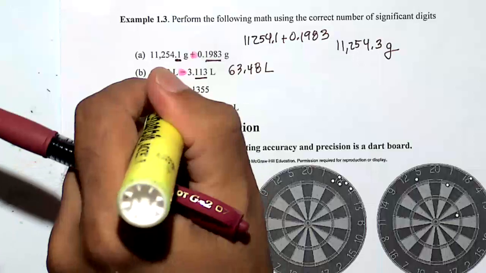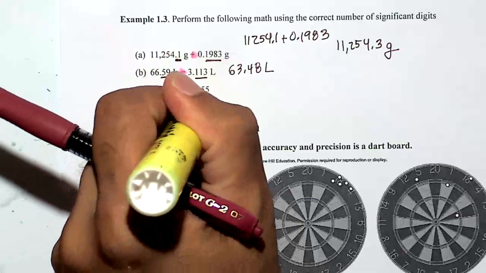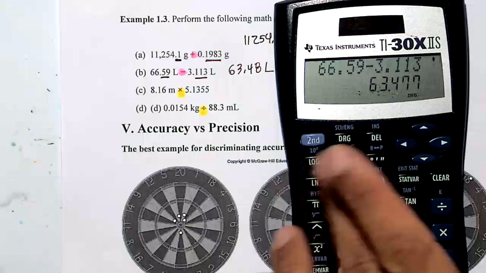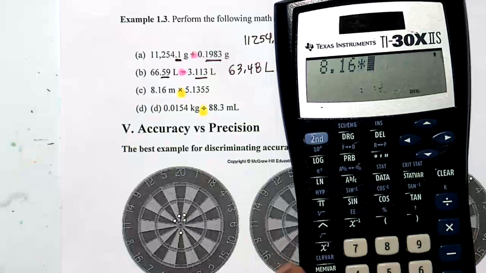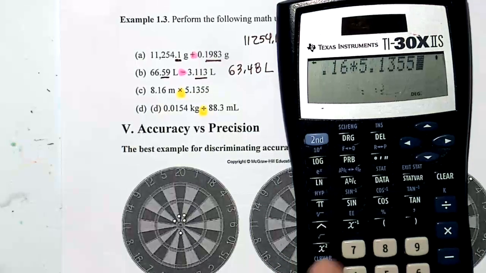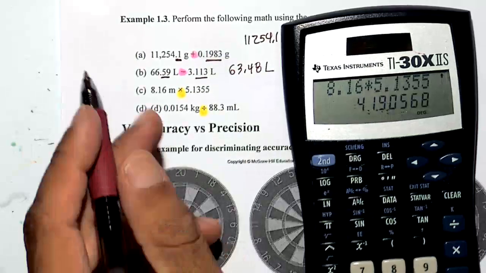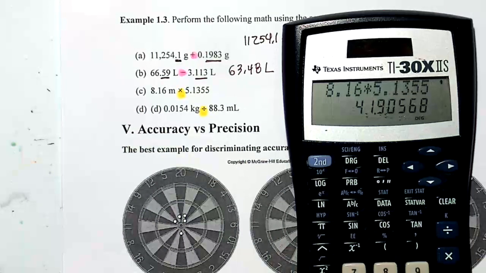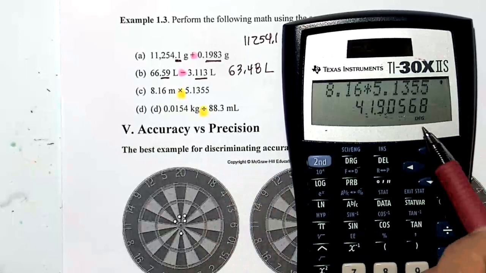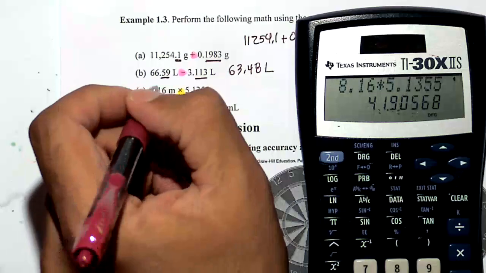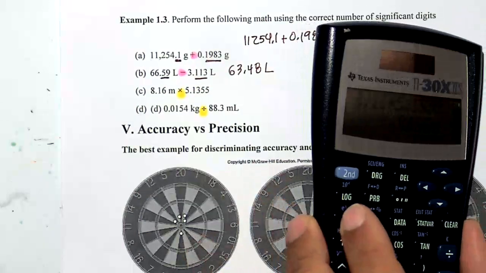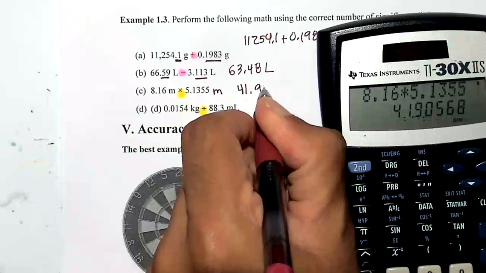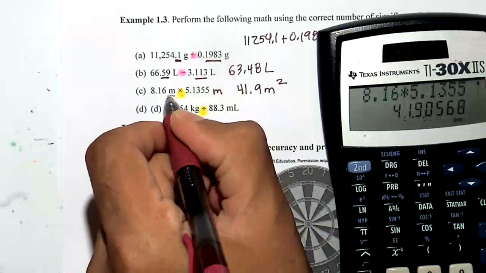For multiplication and division, it's a little bit different. So 8.16 times 5.1355. We're not going to report all those digits. I'll automatically deduct points, it's too many digits. How many should we report this to? 41.9. We'll put meters there. 41.9 meters squared.